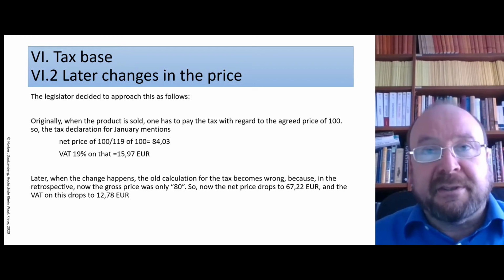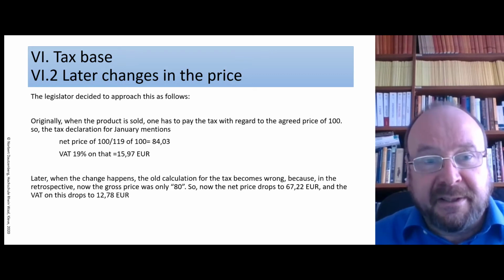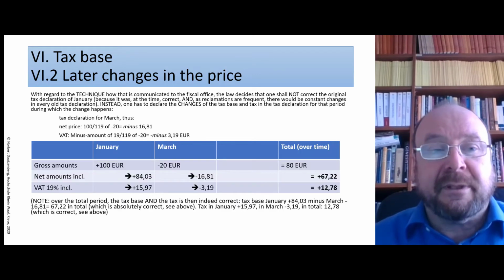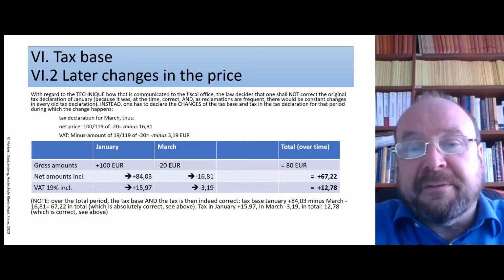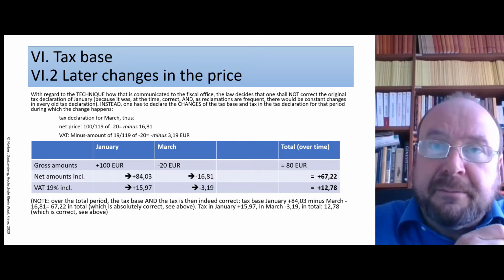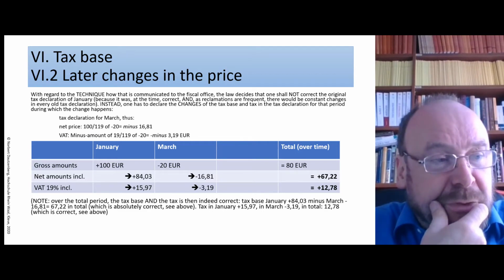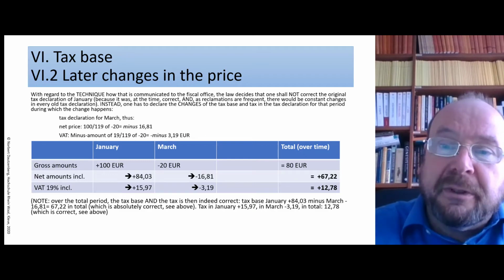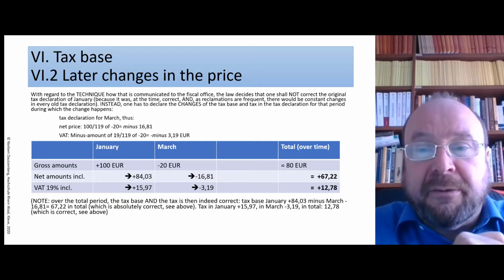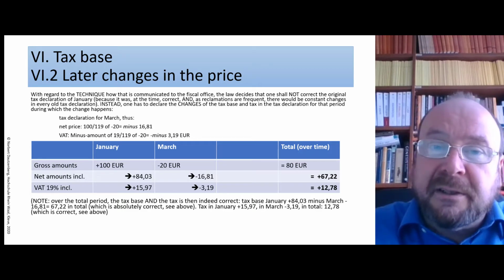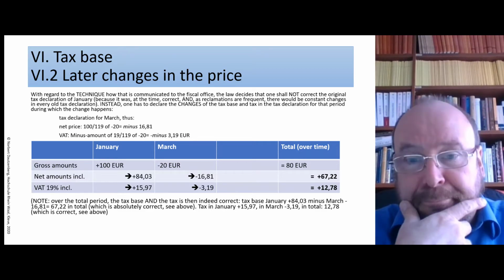Now the only question which we still have is how we deal with that under a technical aspect, so in the tax declaration. How do we communicate that to the fiscal office? In principle, you could bring forward the idea that from what you know now, your tax declaration of January was wrong. You have now the information that the 100 was wrong and 80 should have been correct, but you couldn't know it at the time.